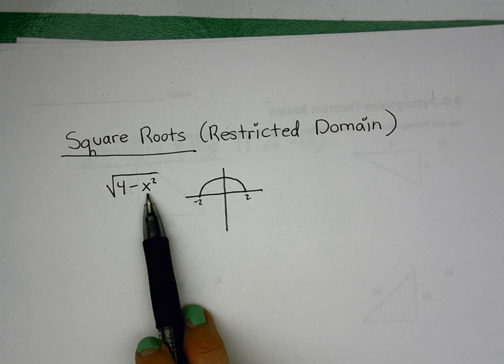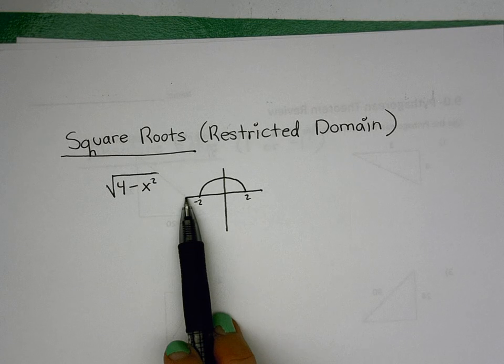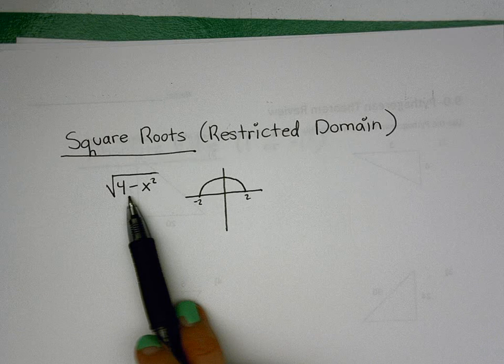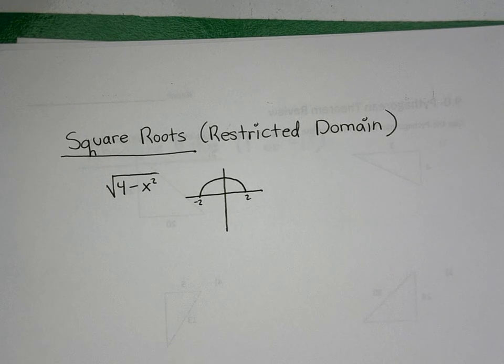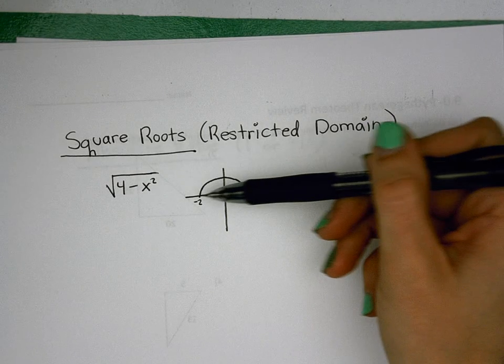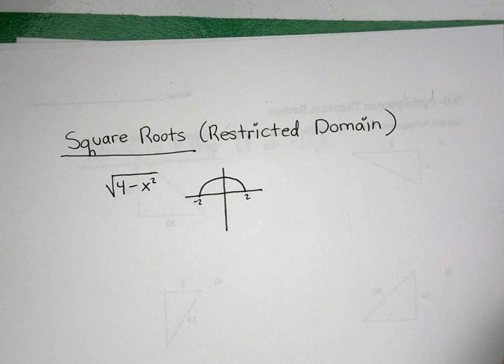Okay, because when I plug in -2, I get 0. When I plug in 2, I get 0. But when I plug in, for example, -3 or 3, I get the square root of -5, if I were to plug 3 in. Okay? And so as a result of this restricted domain, we can actually only approach -2 from the right, and we can only approach 2 from the left.